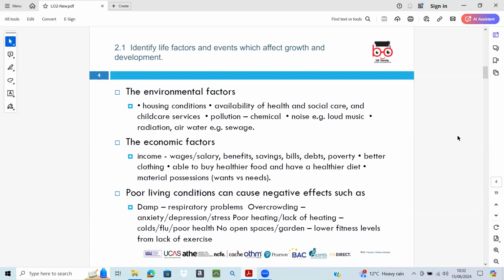Then we have poor living conditions, the negative effects. Living conditions directly influence health and development. Poor living conditions lead to adverse health outcomes and developmental issues. They have given us the example of damp again. Living in damp conditions can foster mold growth, which negatively affects respiratory health.